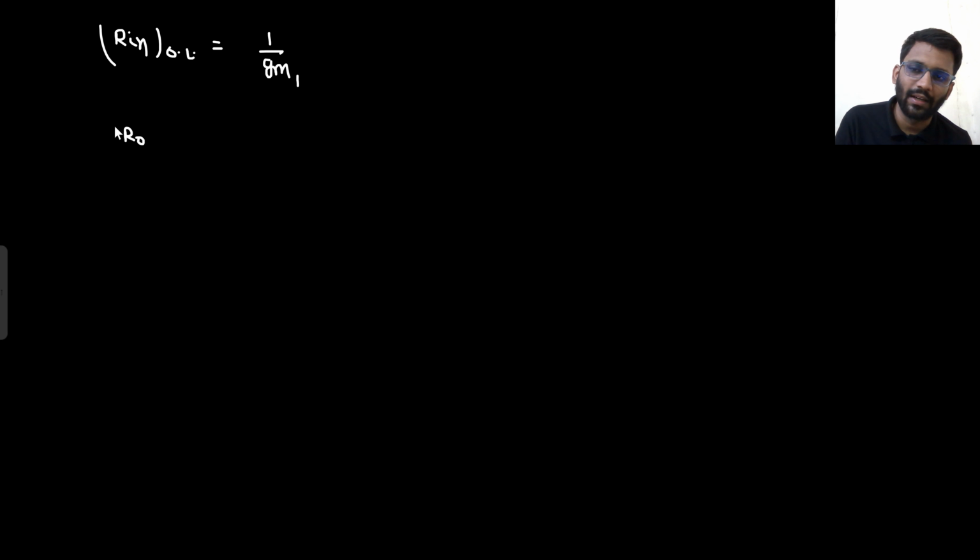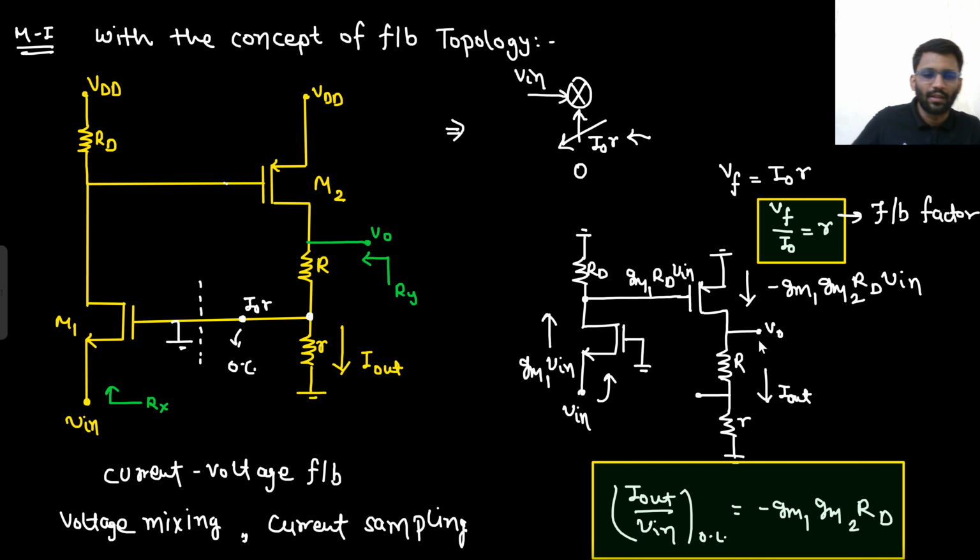Let's find R out open loop. What that would be? From here you need to find R out. So if you find R out, what will happen to this V in? V in will be grounded. If V in is grounded, this will be gone. If this is gone, that means there is 0 ampere current. If there is 0 ampere current, that means this will be grounded.